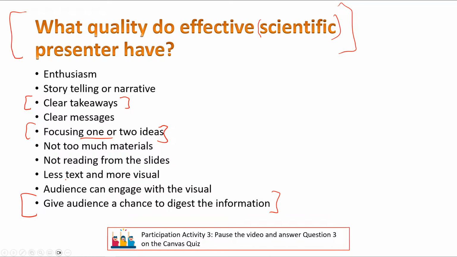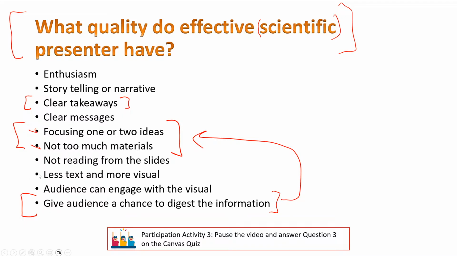That's how to solve this. Here, this is the answer: focusing on one or two ideas, not too much material. If I solved this problem and redid this presentation, I would get a higher rating from the audience.